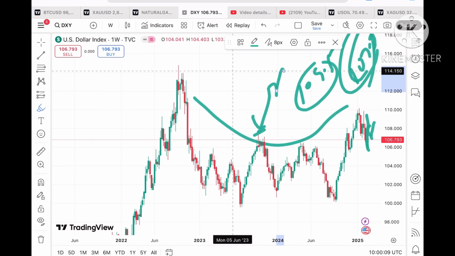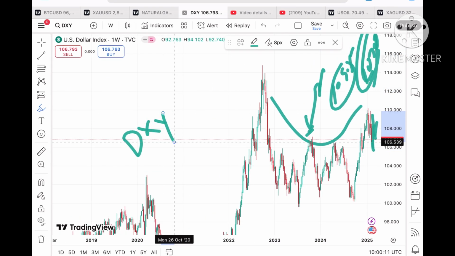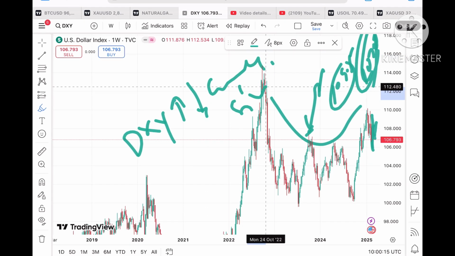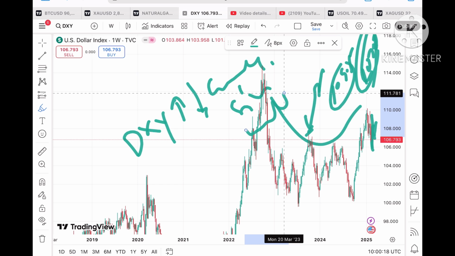So when I'm saying that the dollar index started going upside, we will see the crude price come down, even silver, even gold, even natural gas, because they are inversely related.